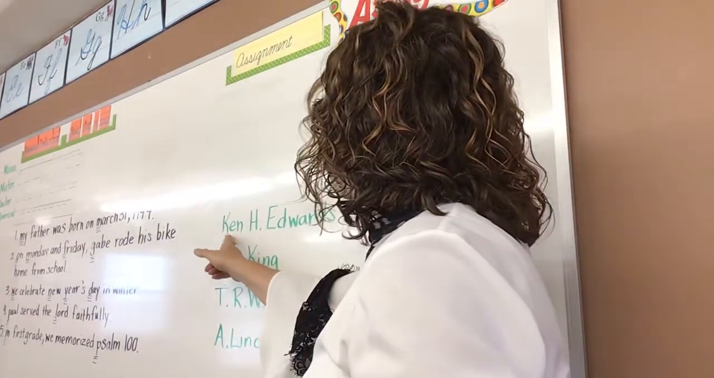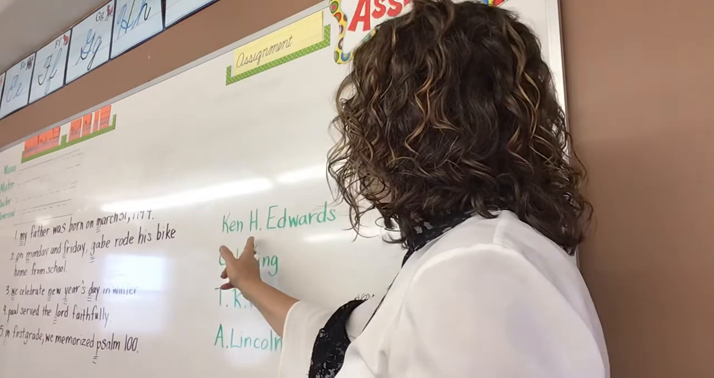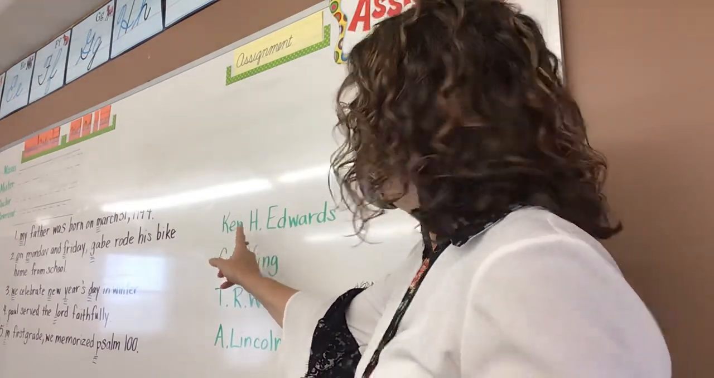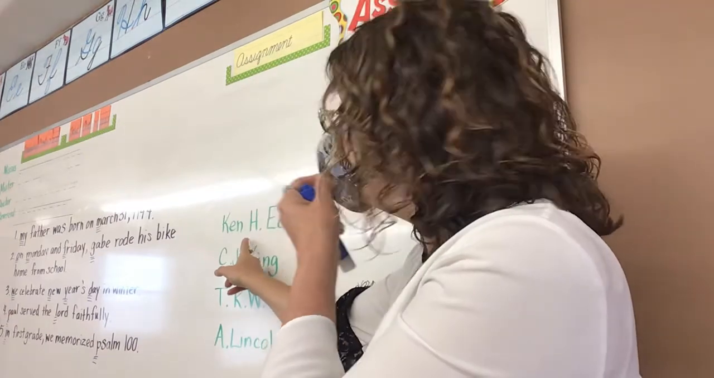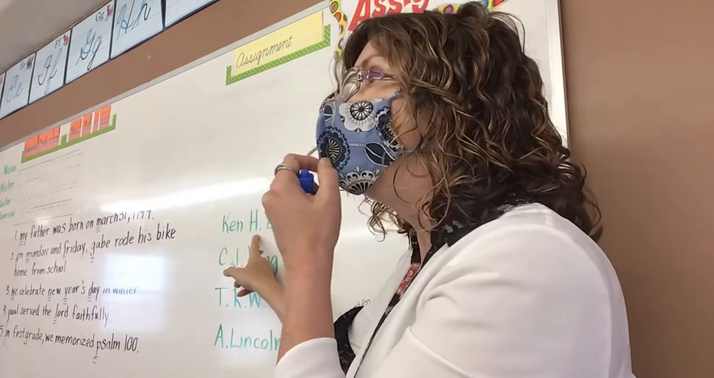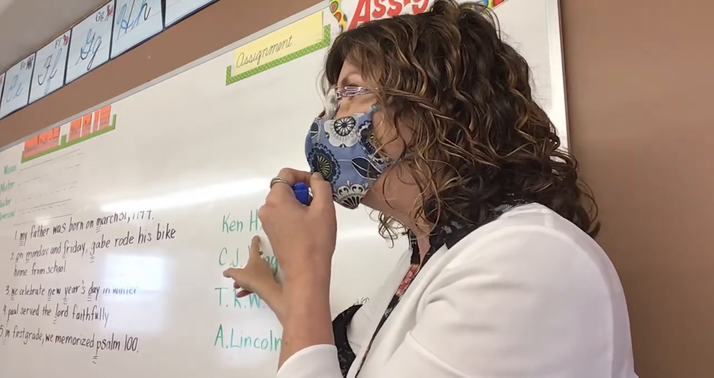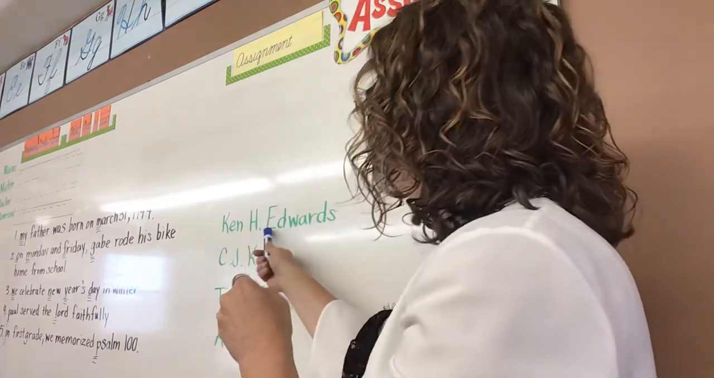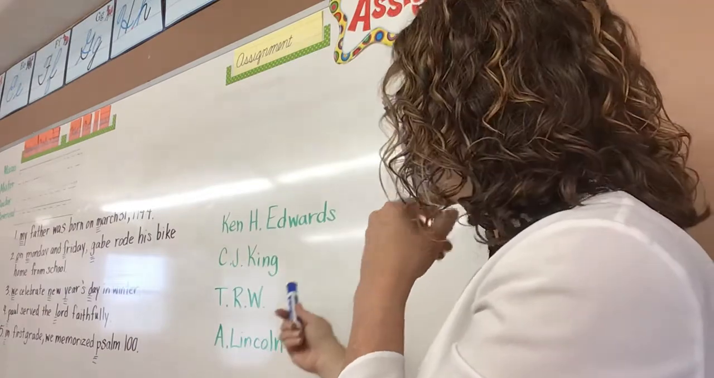So this person is Ken, that's his first name. We don't know what his middle name is, but we know it starts with an H. So the H is capitalized, that's an initial, and then look what's after it. A period. You always put a period after an initial. And then his last name we know is Edwards.